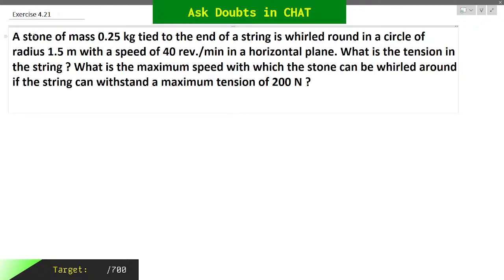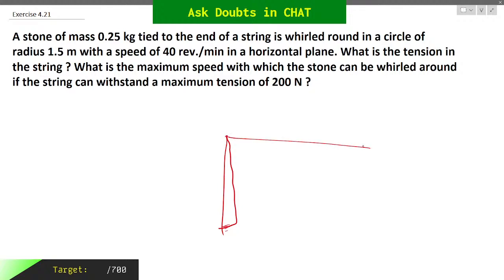We have been given that the stone of mass 0.25 kg tied to the end of the string is whirled round in a circle of radius 1.5 meter with a speed of 40 revolutions per minute on the horizontal plane. What is the tension in the string? So this is a string of 1.5 meter, and here is the stone attached. Now we have to find out tension in the string if the stone is rotating around this pole.